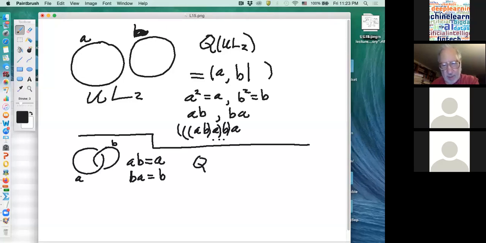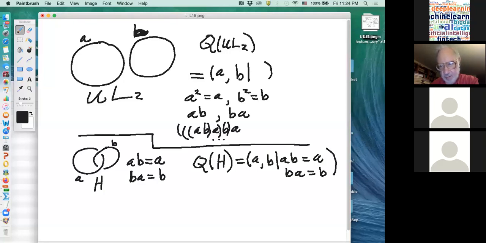So the quandle of the Hopf link here is given by generators A and B, such that AB is equal to A and BA is equal to B. So another way of putting it would be it's given by generators A and B such that A times B is equal to B times, oops, I'm sorry, that's not right. Nope, I'm not getting anywhere further, okay? So that's a good pair of examples.